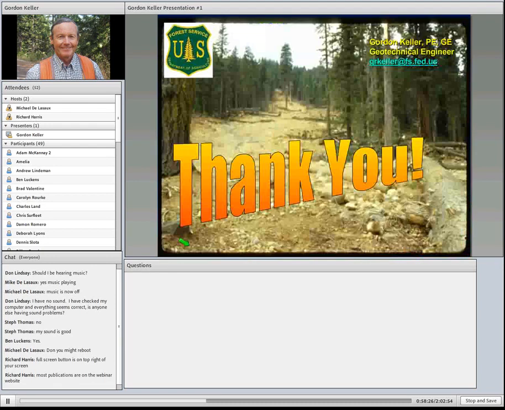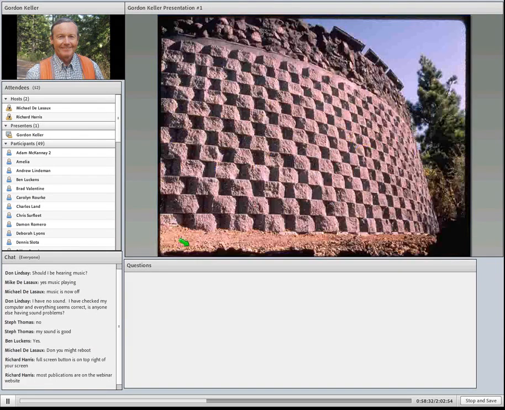And so that's it. Thank you for this first round, and I'll leave you with a photo of the prettiest wall I think I've designed, which is over on the Wasson Forest, where we tailored the rock color to fit the local bedrock in the area.